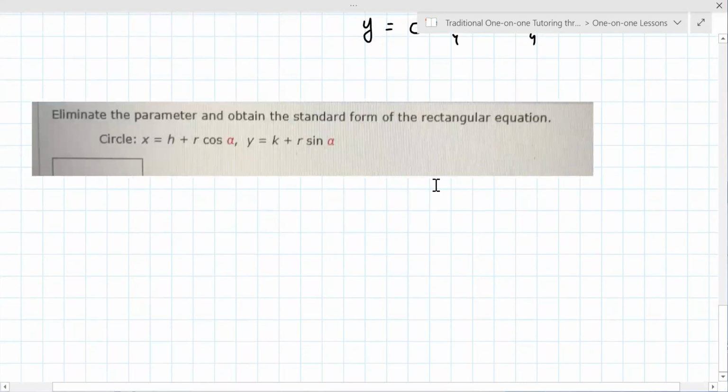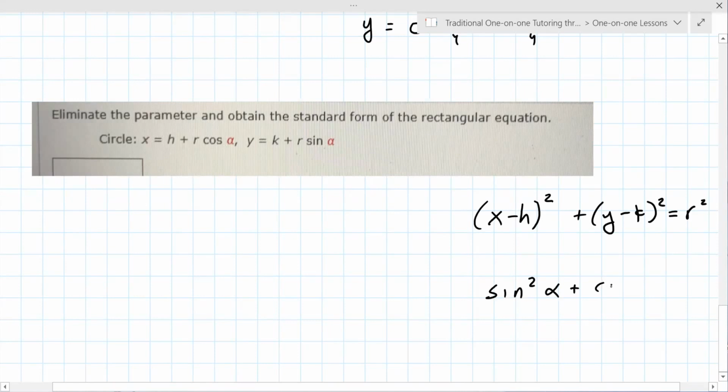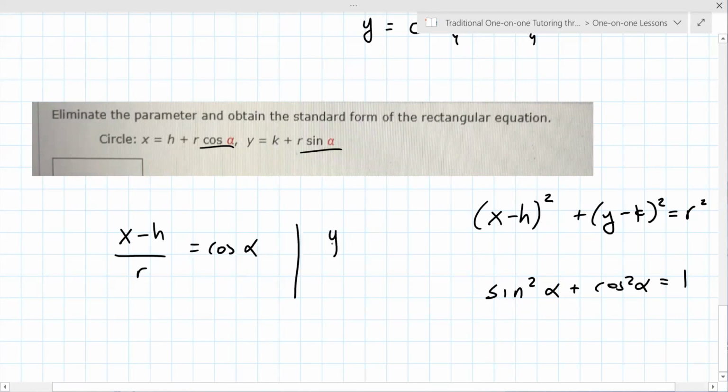So let me take a look here. Again, you may remember that circles are x minus h squared plus y minus k squared equals r squared. And that gives you some hope here. But the other thing that's really going to come into play is sine squared alpha plus cosine squared alpha equals 1, which means you really need to solve each of these for cosine and sine. So the first one, x minus h over r equals cosine alpha. The second one is y minus k over r equals sine alpha. And then you square both sides.